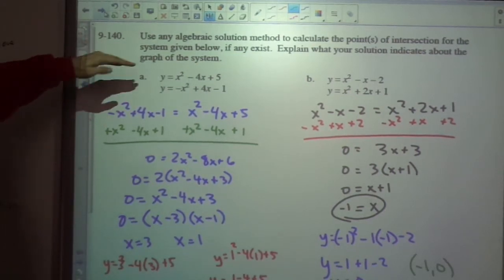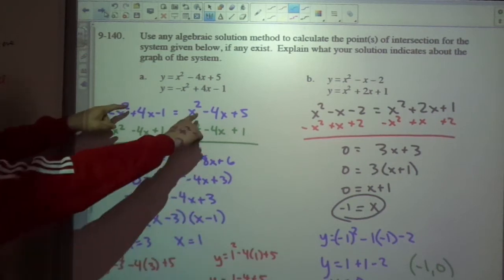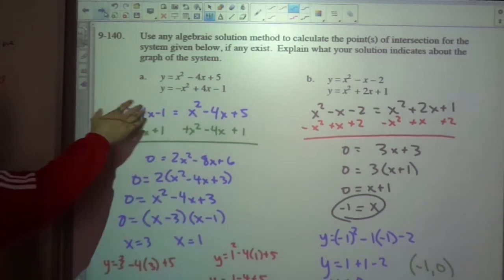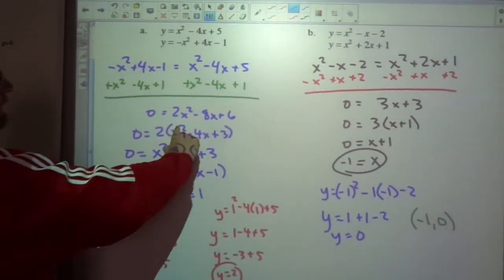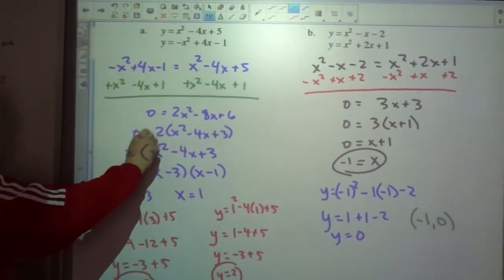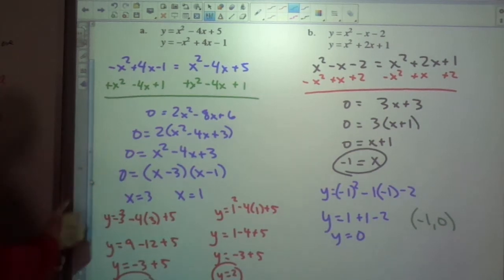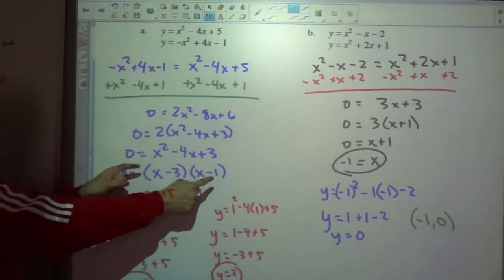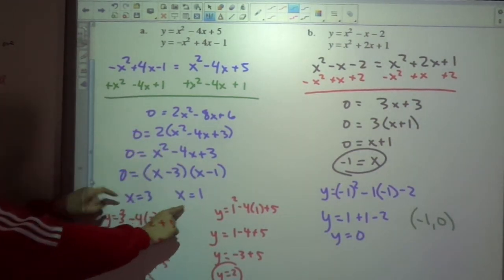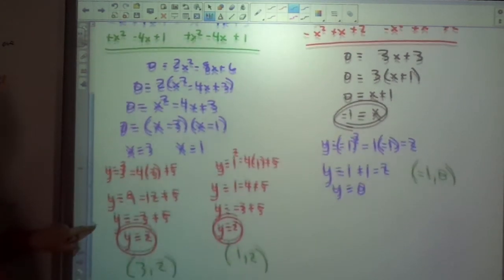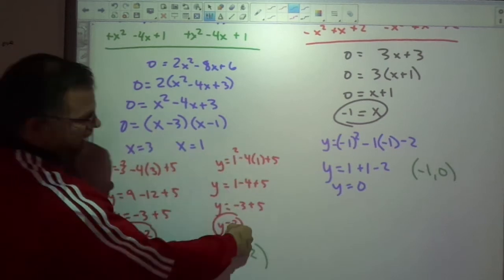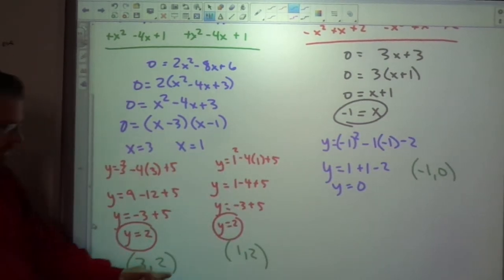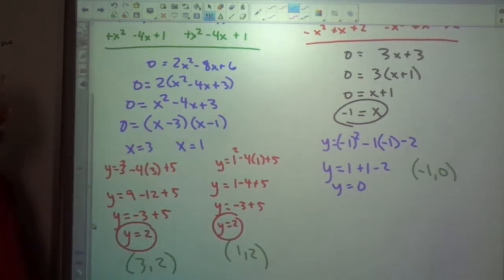140, well, we're setting these equal to each other. So first is equal to each other, then make it equal to 0. So I moved all this over here. I divided by 2, because there's a greatest common factor. And then when you divide by 2, 0 divided by 2 is still 0. I factored this. I set those equal to 0 to find my x values. And then I plugged it back in. Plugged in 3 and I got 2. I plugged in 1 and I got 2. So one answer is 3, 2. The other answer is 1, 2.